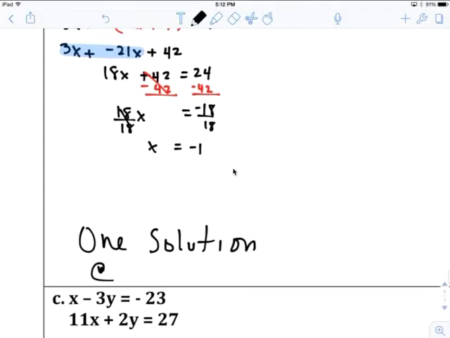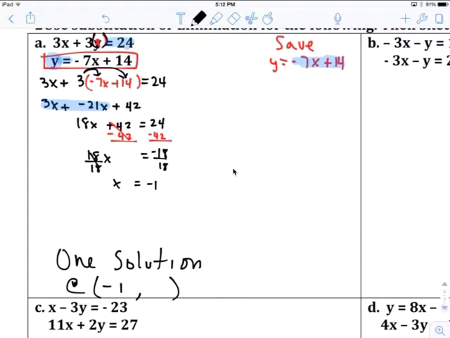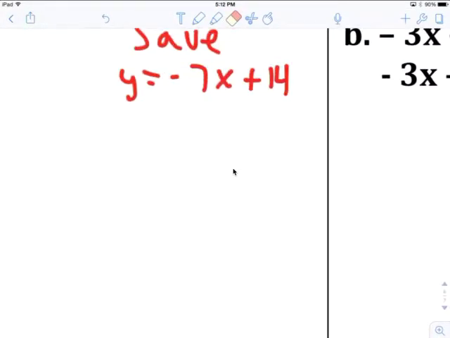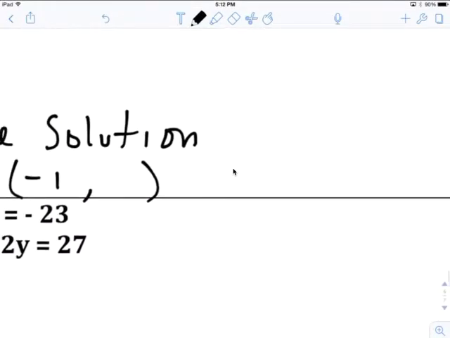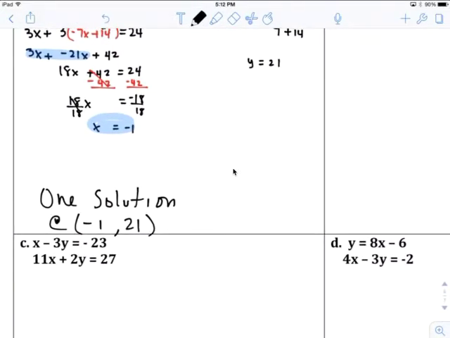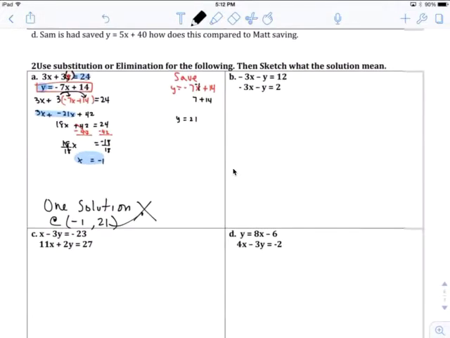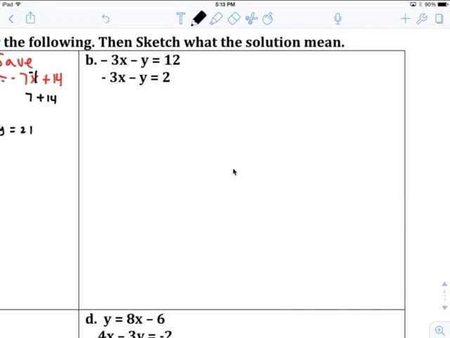At negative 1 and, where else do they cross? So you use this one here, you substitute it into this problem there. Substitute a negative 1 right here. You get 7 plus 14. You get y equals 21. So when you're graphing, the solution where they meet is at negative 1, 21. That means they cross at this point. We'll just do that. Let's just sketch what the solution means.